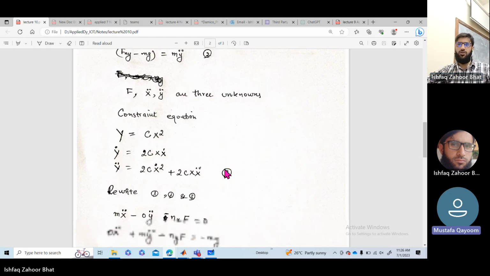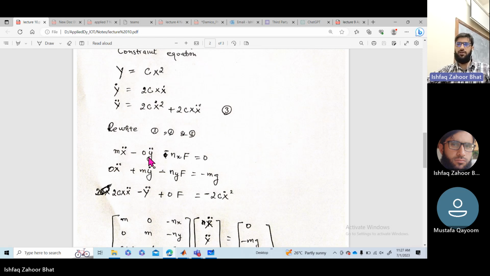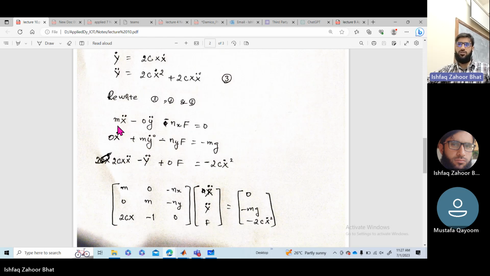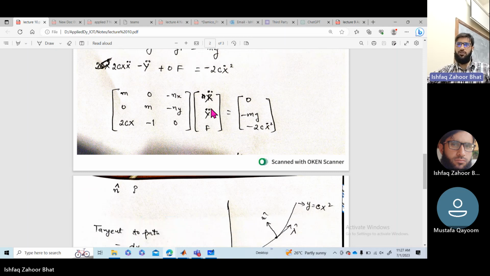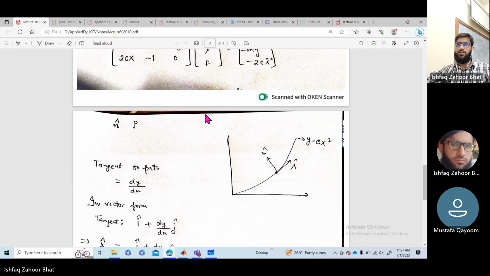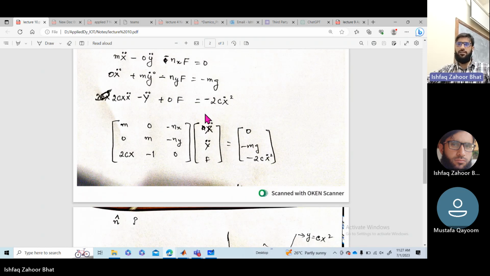Okay, we can rewrite these equations 1, 2, and 3 as m x double dot minus nx f equal to 0, and so on, and that equal to this. So writing in matrix form is this, this, and this. And what you want is x double dot, y double dot, and f. If this is A and this is B, then we can find this using MATLAB, as we did previously. Okay, so everything is clear.